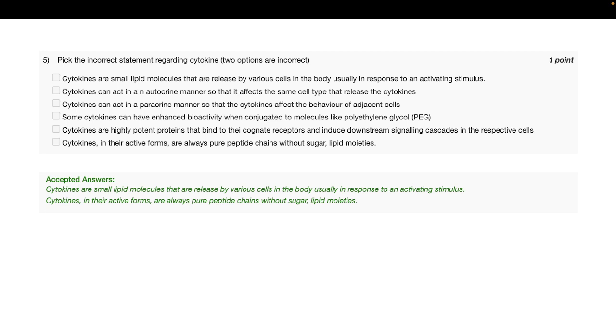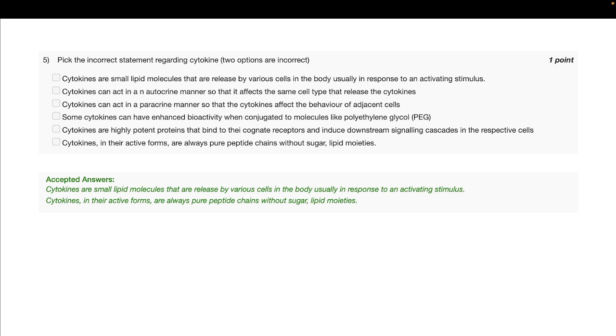Next option is cytokines can act in an autocrine manner, so that it affects the same cell type that releases the cytokines. For example, suppose a macrophage has engulfed a microorganism and starts releasing cytokines. Sometimes these cytokines can have receptors on the same macrophage as well, so they can start activating the same cell that has released them. This is known as an autocrine manner of activation. So yes, cytokines can do that, and this is also a correct option.